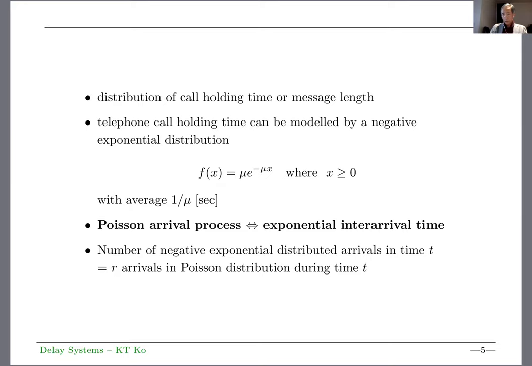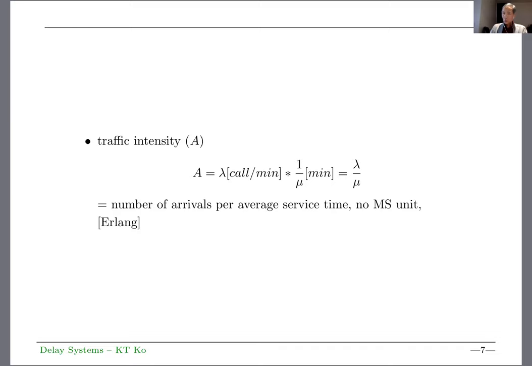And the last thing we look at is the traffic intensity, which is a very simple concept. It simply says how busy the network is: how many calls come in during one average service time. So lambda multiplied by 1/mu, which is the average service time, is the traffic intensity. Now, the only interesting thing is traffic intensity is unitless, it has no unit.